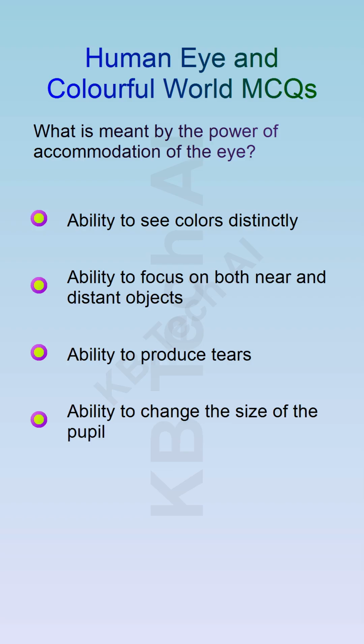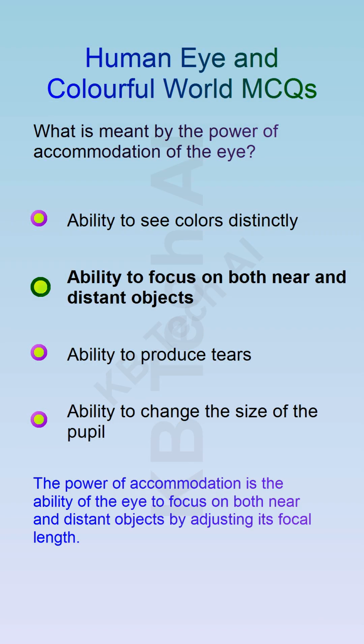What is meant by the power of accommodation of the eye? Option 1, ability to see colors distinctly. Option 2, ability to focus on both near and distant objects. Option 3, ability to produce tears. Option 4, ability to change the size of the pupil. The answer is Option 2, ability to focus on both near and distant objects.